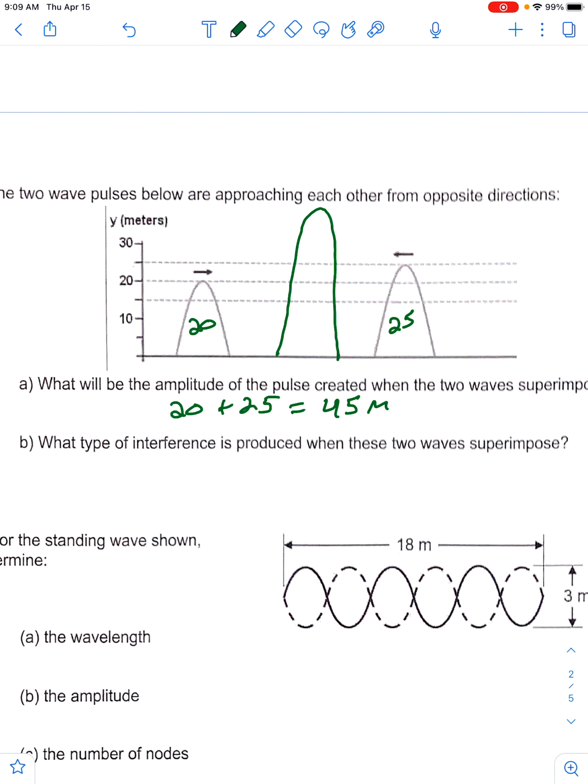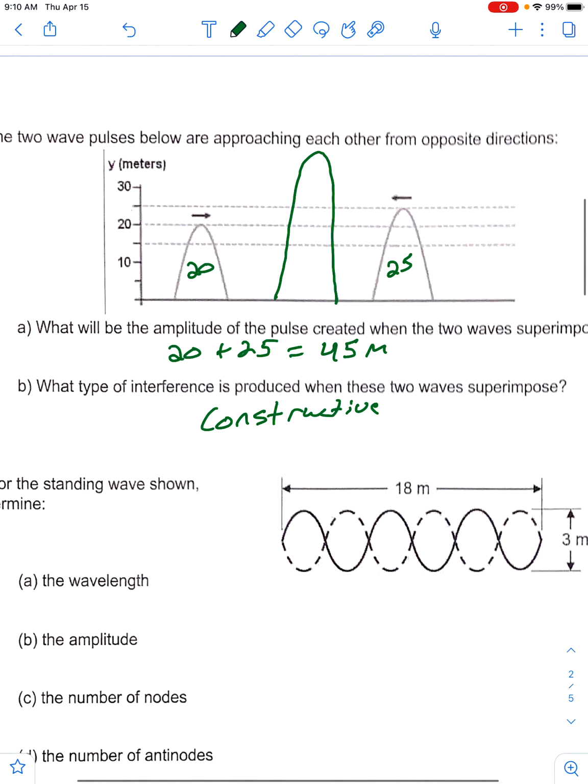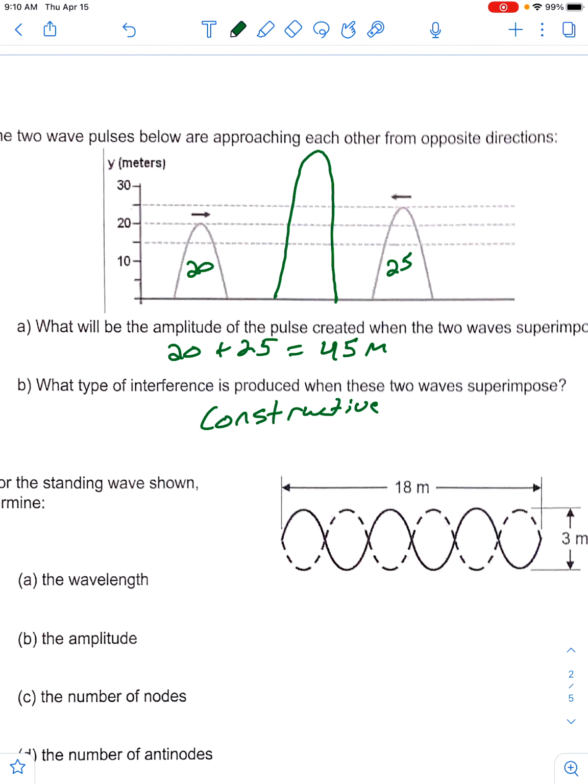Okay, so remember, the last type of interference we talked about was destructive, when you had a positive and a negative. If they're both on the same side, if you have a positive and a positive or a negative and a negative, this is called constructive interference. It's still interference because you're interfering with another wave, but not all interference is bad. So this is constructive, so you're going to get a bigger wave.